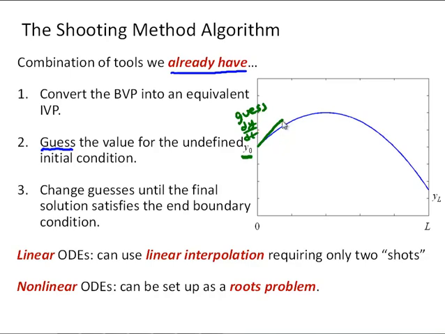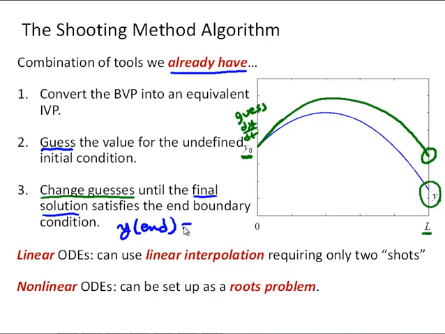Once we guess, we're going to use that initial value problem solver to integrate and solve for the solution and look at where we landed over here at the end of the integration, where x equals L, and we want to satisfy this end boundary condition yL. So we'll continue to change our guesses, integrate to the solution again, until our final solution, or the end value y end, is equal to our second boundary condition. Call that BC2, or y at x equals L.